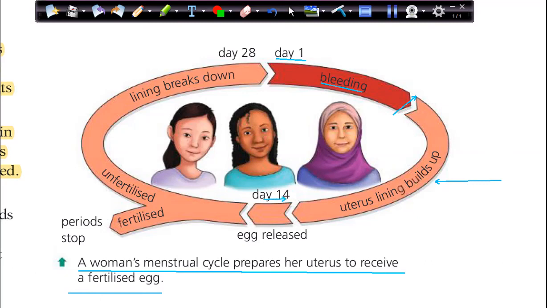Day 14, the ovaries will release another matured egg. The egg will wait in the fallopian tube or the oviduct, as I told you. If the fertilization happens, that means the period will stop. But if no sperm gets inside, that means unfertilized, so the lining breaks down and the bleeding will start again. So this is about the menstrual cycle. So why do they call it the menstrual cycle? Because it keeps happening over and over again each month.